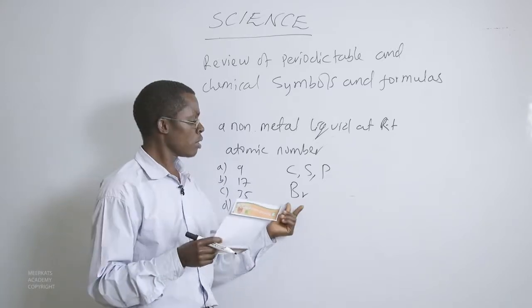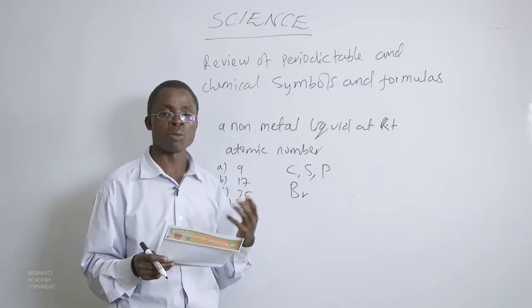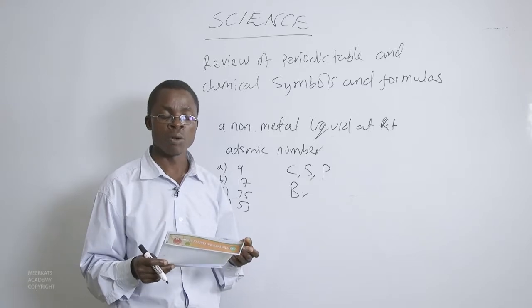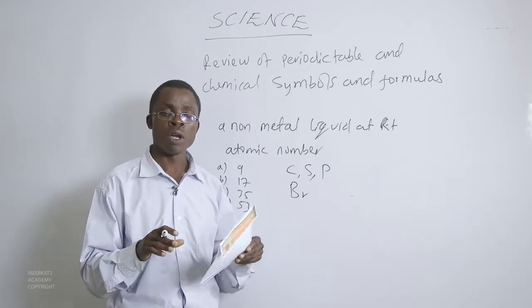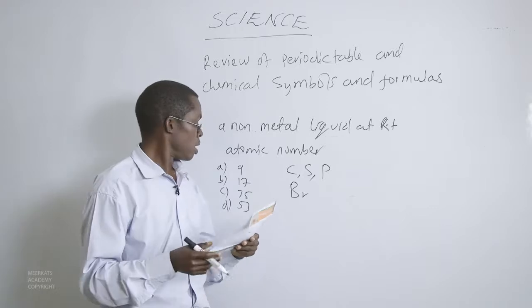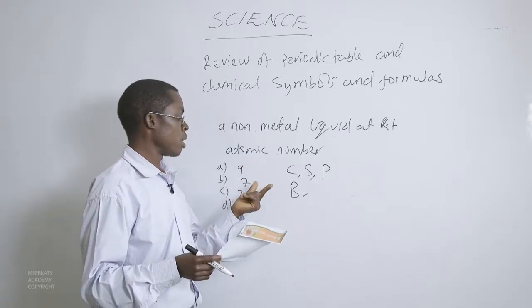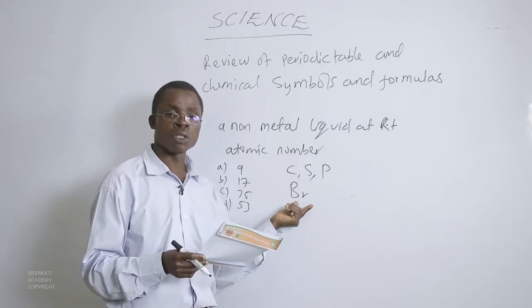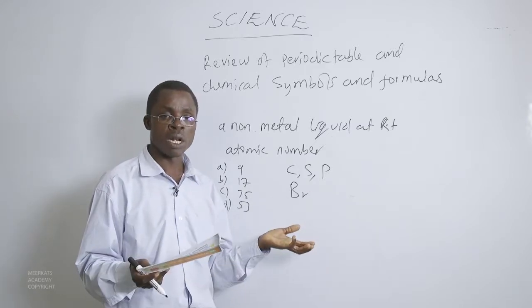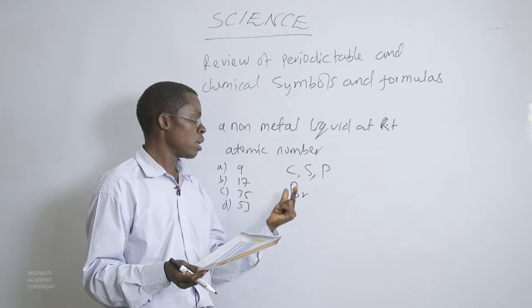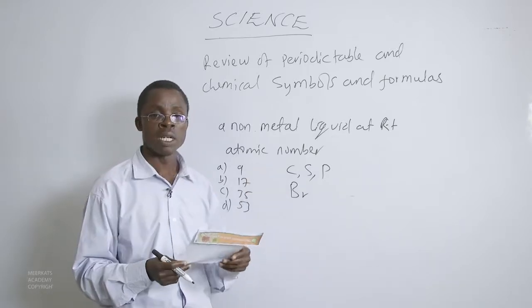Having known that the element we are looking for is bromine, the next step will be to look for any information to do with bromine. The question is atomic number. If you know the number of protons of bromine, then there you are. The number of protons is the same as the atomic number.